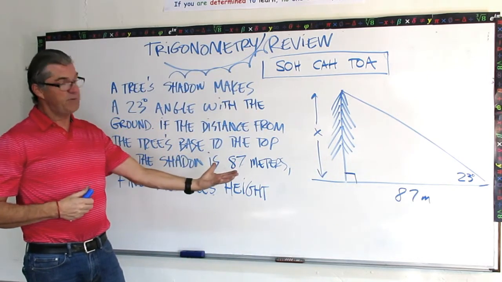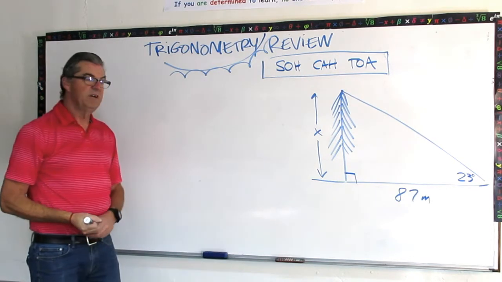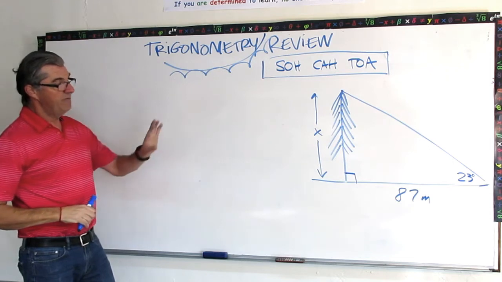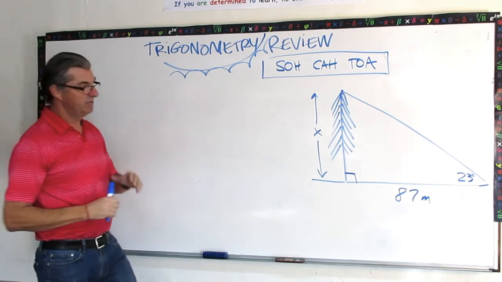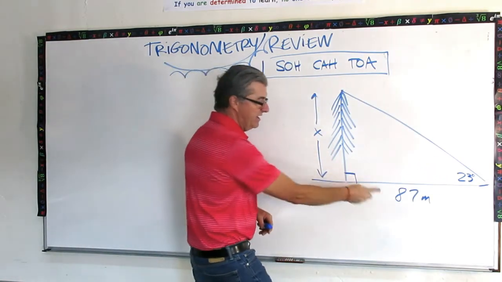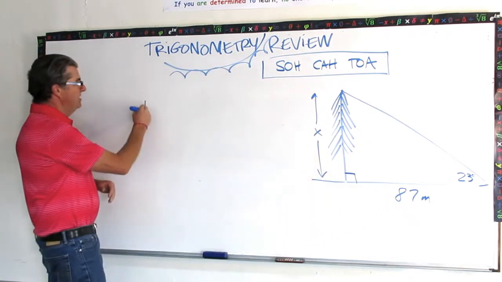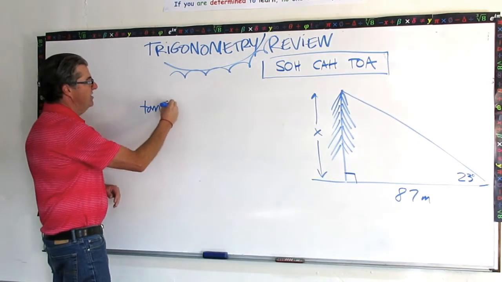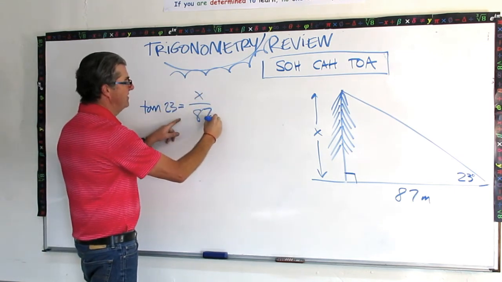So now I have a nice diagram. It's all marked up. If you're thinking about trig, you probably already figured out what you can do. Okay, now if you were thinking of the trig function, what did you get? Tangent, right? Because here's my angle, I've got the opposite, that's what I want to find, and I have the adjacent, that's what they're telling me. So now I can write tan 23 equals x over 87 meters.